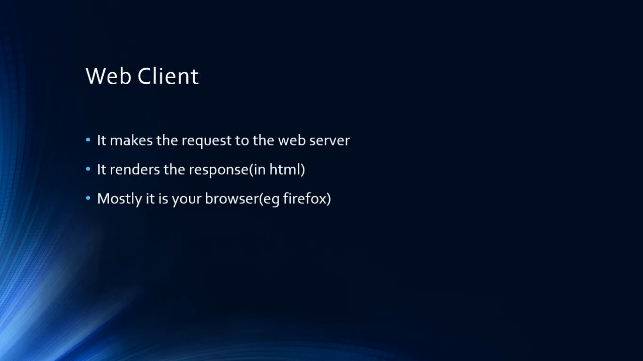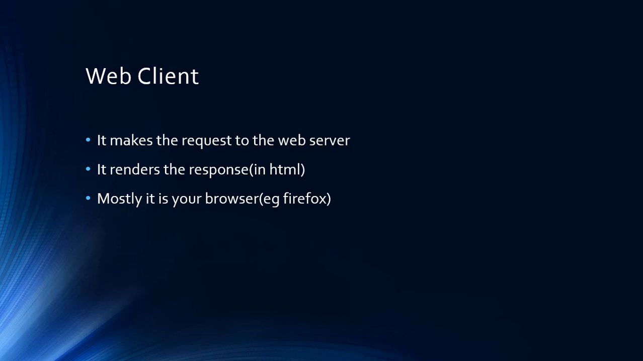So what is a web client then? A web client is essentially your browser. It can also be an Android phone's application, or an iOS application on your Apple phone. But primarily we are concerned with web-based applications on browsers. An example is Firefox. So what does a web client actually do? It makes the request to the web server. The web server was waiting for a request from the web client, and the web client actually makes the request to the web server.